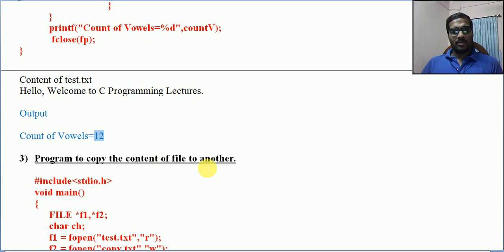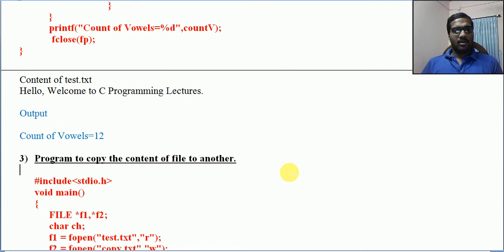So it is the enhancement of the previous program, where we are doing one additional comparison. According to the comparison, we are doing one more operation, that is taking the count of vowels. Similar logic can be applied, and different types of characters can be identified by using the same logic.